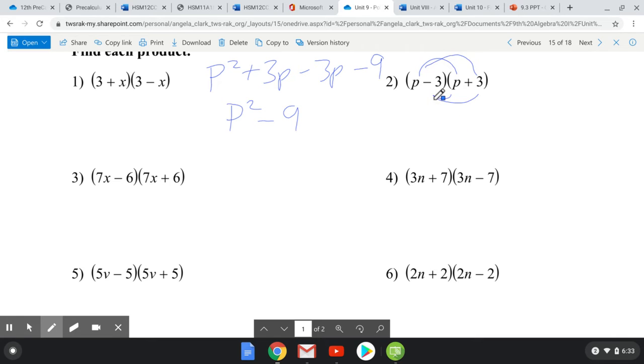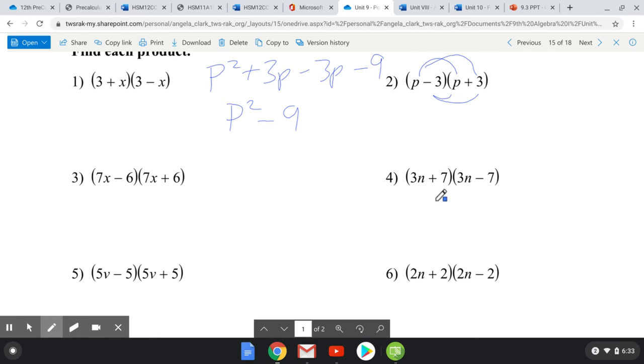So using that knowledge, let's do number 4. 3n and 3n match, 7 and 7 match. The only difference is that one is plus and one is minus. It doesn't matter which one is plus and which one is minus. Notice this one, the plus is first and the second one is the minus, and in this one, the minus was first and the second one was plus. That order doesn't matter. This should follow our difference of squares pattern. In other words, if I did the multiplication out like I did on this one, the middle terms would cancel.